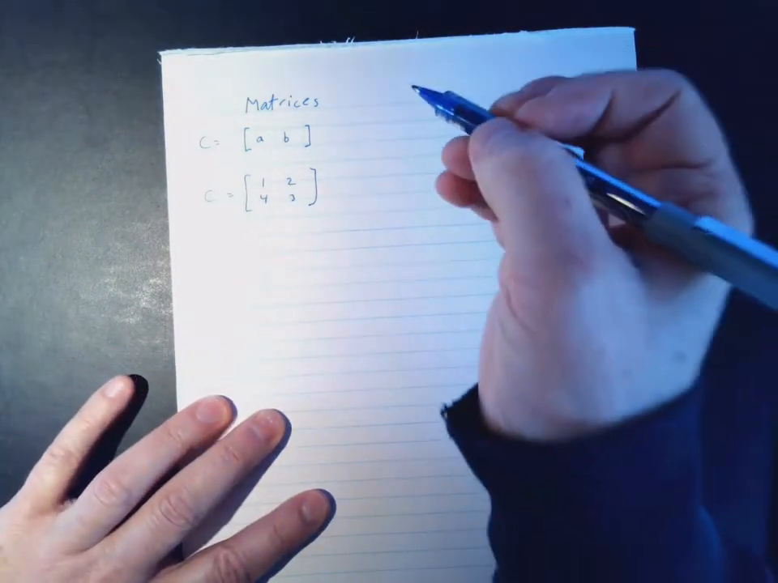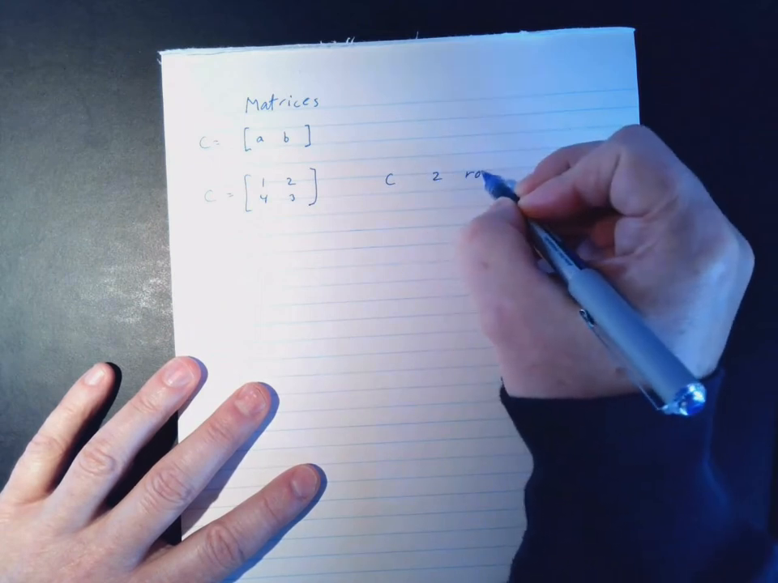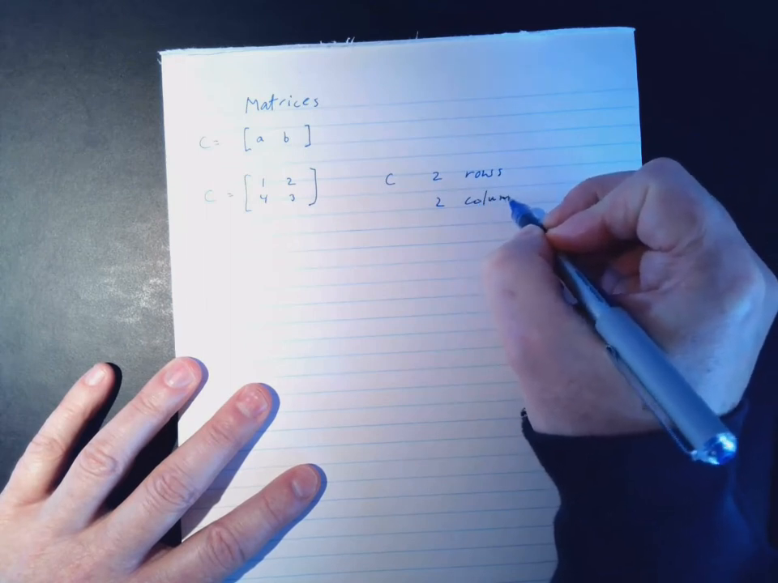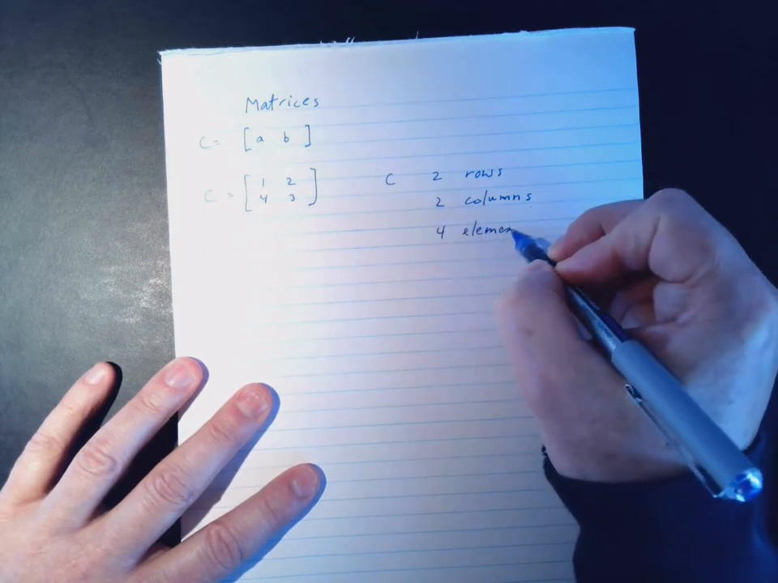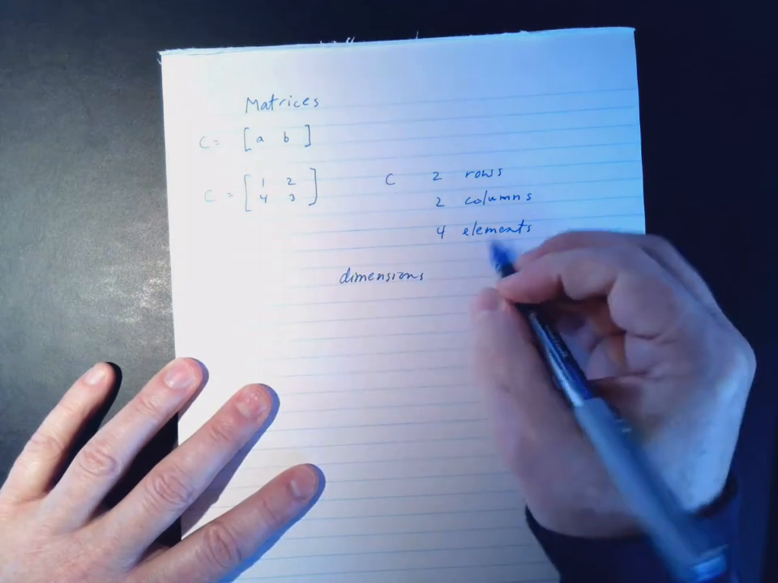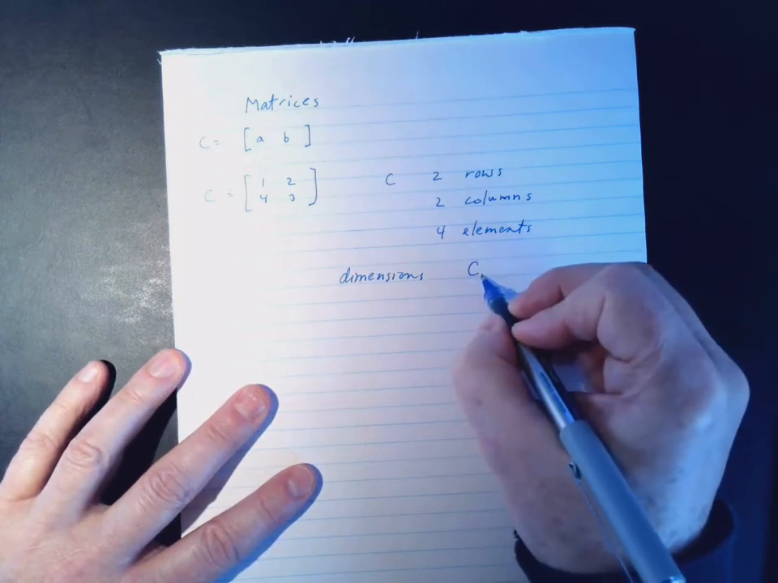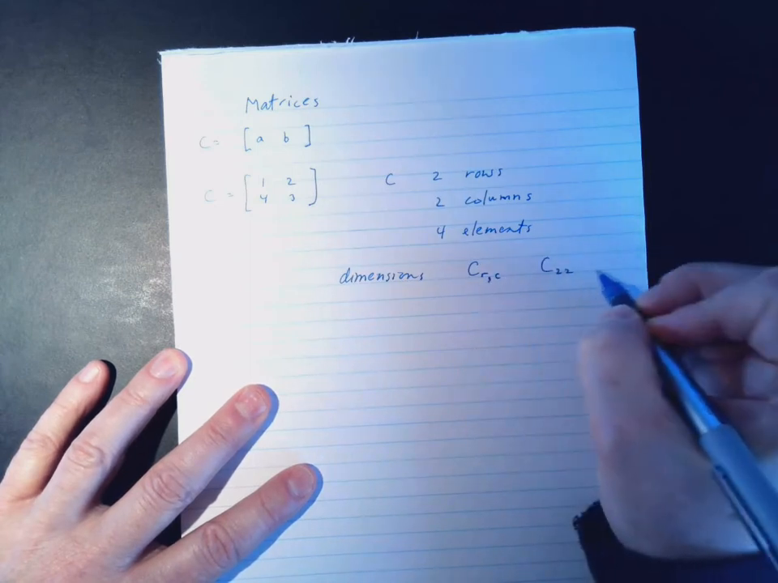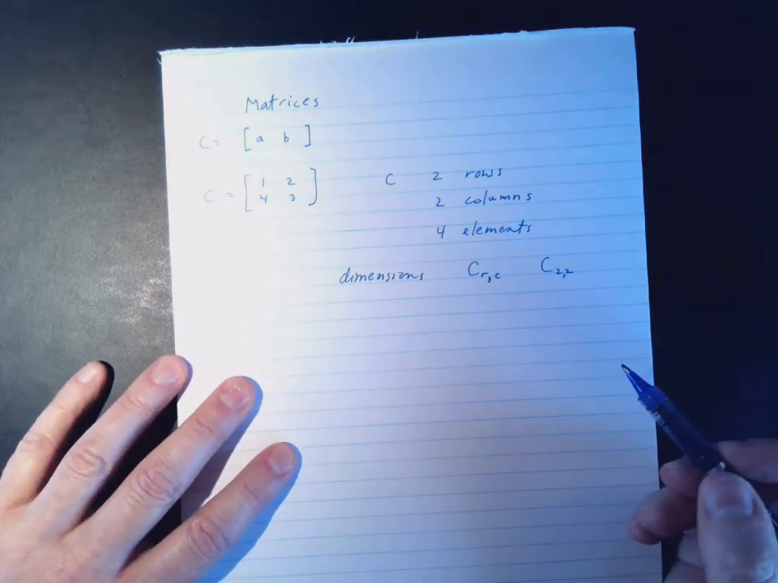And so C has 2 rows and 2 columns, and in this case it has 4 elements, and its dimensions are written as a subscript on C. It would be written as the number of rows and then the number of columns. So it would be a 2 and 2 matrix, and you can put a comma in between to keep it clear.